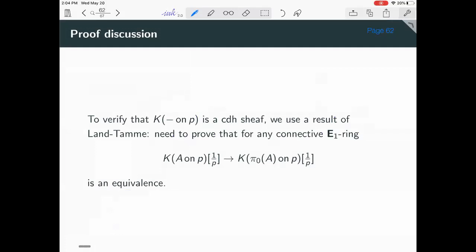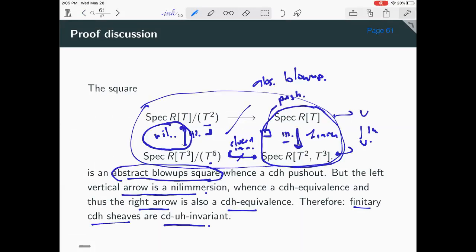So to verify that it's a CDH sheaf, there's an obvious strategy. Since there's only 10 minutes left, let me appeal to your knowledge of this very awesome paper of Land–Tamme. So Land–Tamme tells us the following. And there is a question, wait a sec. Yes. Bob asks, okay, there is finitary CDH sheaf. What's the condition for finitary again? Finitary takes cofiltered limits to filtered colimits. So you need to play well with Noetherian approximations. Thanks.